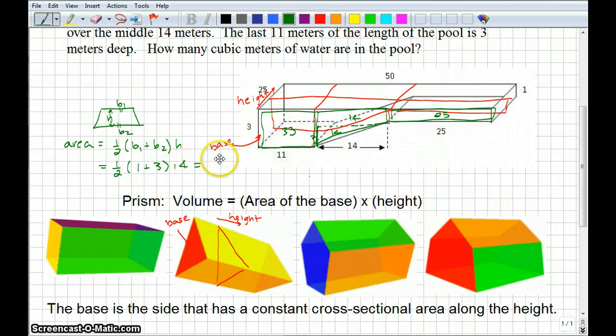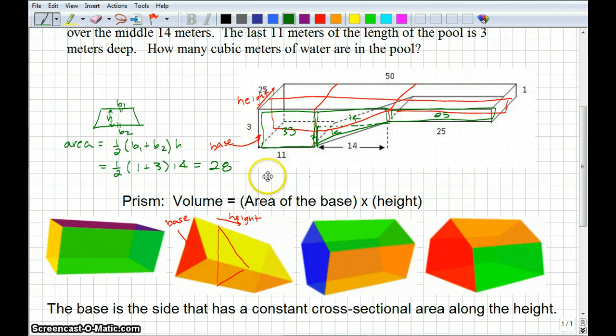And you can see we'll get the same thing if we were to add 14 and 14, we get 28. And so if we take 3 plus 1 divided by 2, and then multiply times 14, we do get 28 for that as well. Okay. So we can add up the areas here.